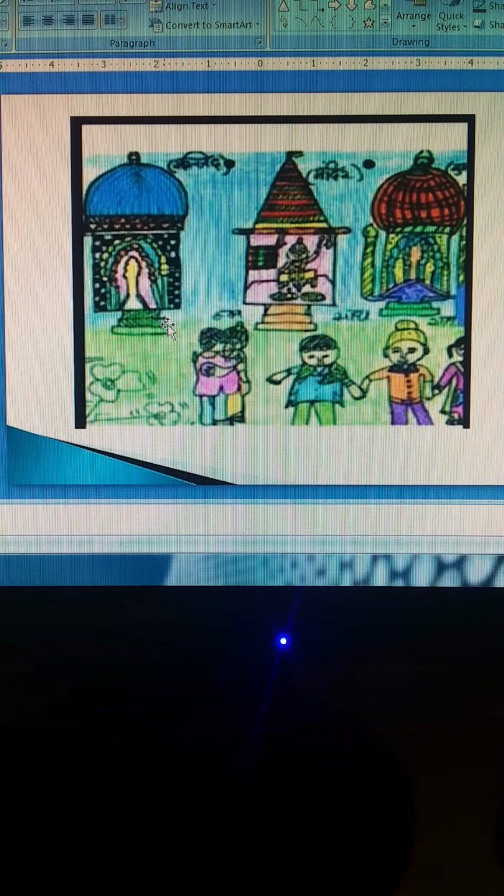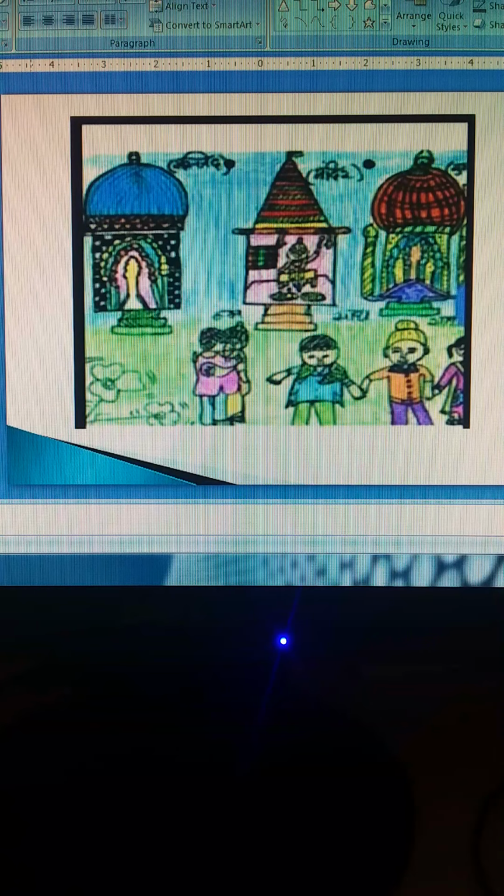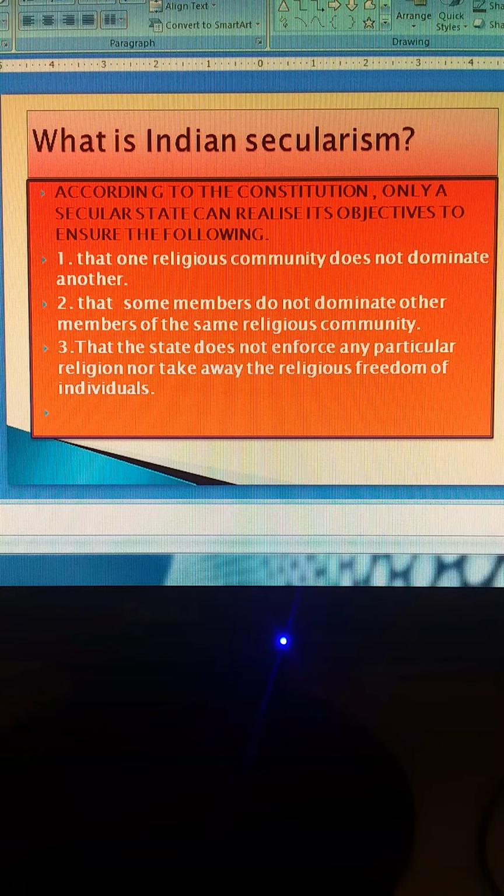Number 2, that some members do not dominate other members of the same religious community. We said with the examples also that one member, I will repeat once more. Next, the third one, number 3, is that the state does not enforce any particular religion, and does not take away the religious freedom of individuals. I said with examples that one religion, if it is in the majority, cannot or should not dominate the religion of the minority. Let us review once more over here.